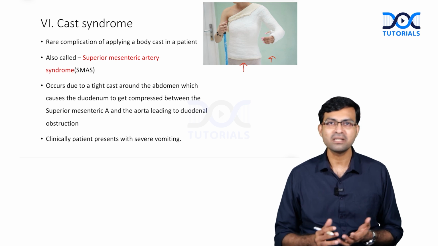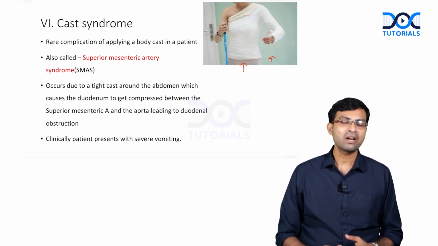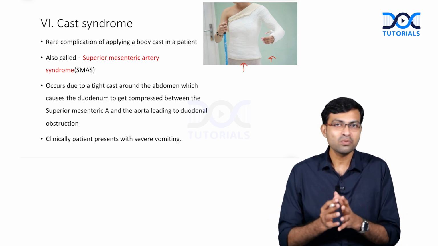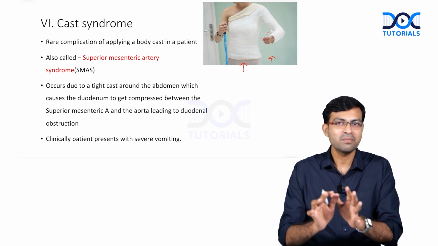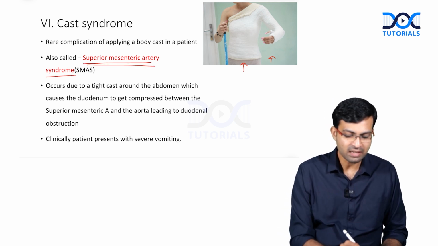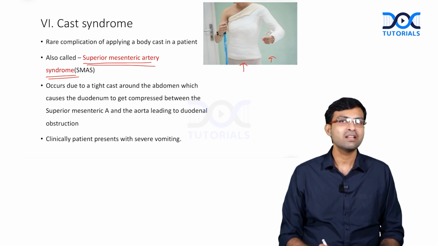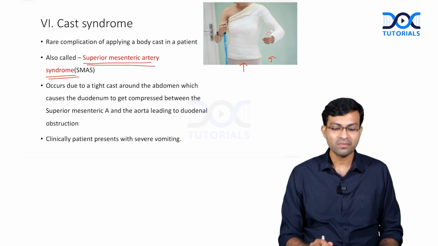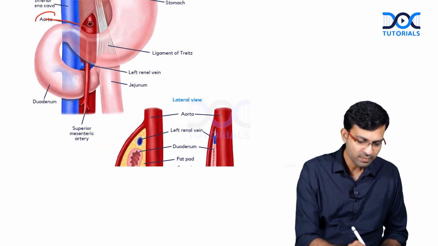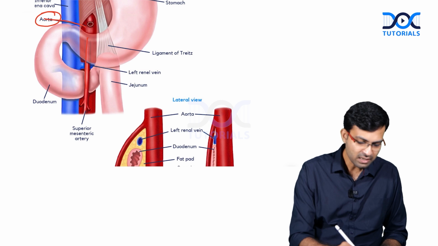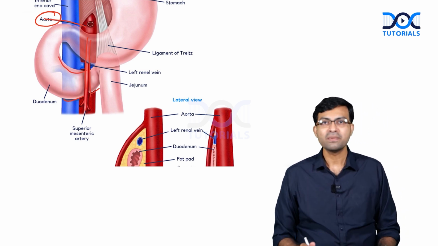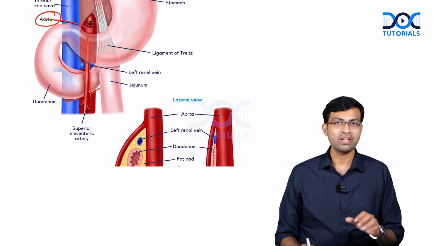Why abdominal pain and vomiting? What does it have to do with the cast? See, because there is a cast around the body, maybe the cast was too tight. It will compress the abdomen. And when the abdomen gets compressed, it will compress the superior mesenteric artery. And remember, the superior mesenteric artery is a branch of the aorta, and the anatomy is something like this. You have the aorta here, and you have the superior mesenteric artery arising like this, and you have the third part of the duodenum going between the superior mesenteric artery and your aorta, isn't it?